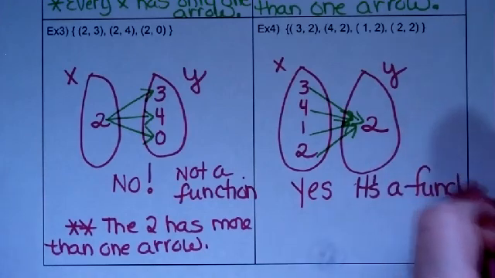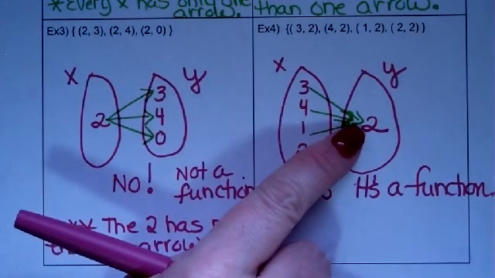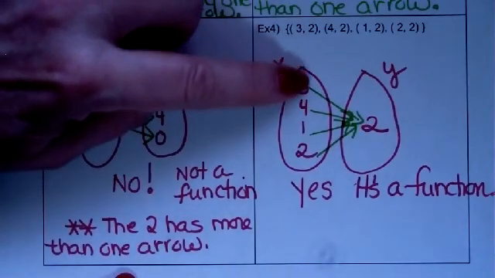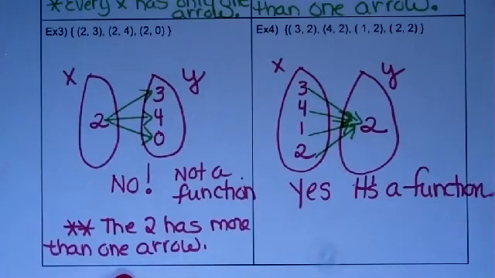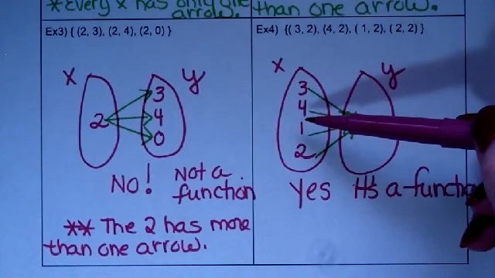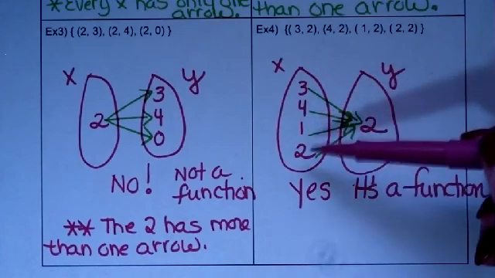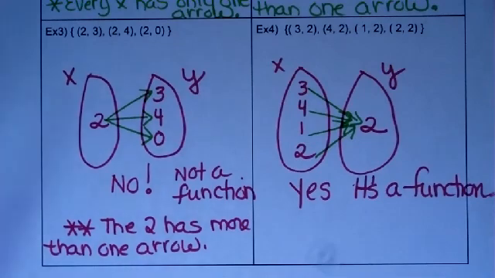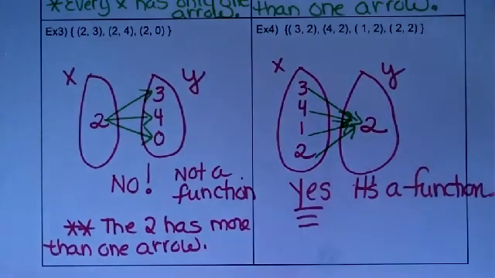Why do I know it's a function? All the arrows go to this 2, but that's not what makes it a function or not a function. Does each one of my x values here have only one arrow coming from it? The 3 has only one arrow. The 4 has only one arrow. The 2 has only one arrow. The 1 has only one arrow. Every x number has one arrow. So that would be a big old yes.